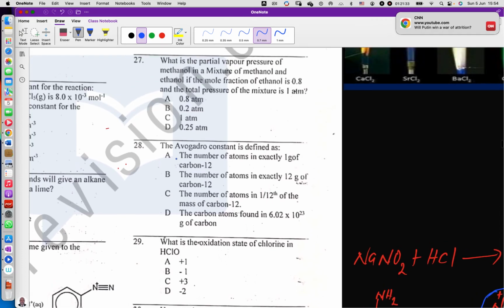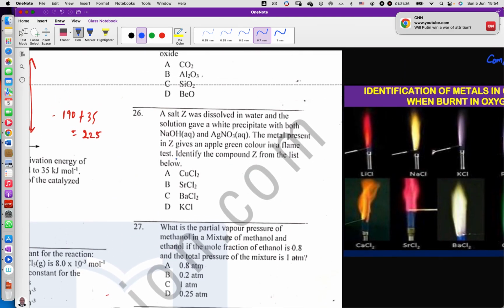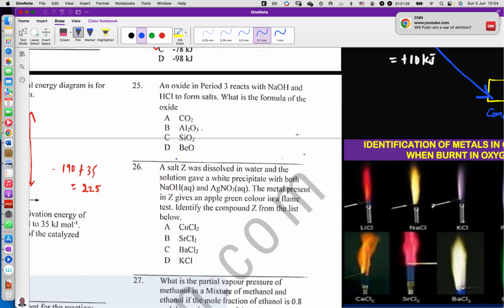Question number 25 has to do with some oxides of the periodic table. An oxide in period 3 reacts with sodium hydroxide and HCl to form a salt. What is the formula of the oxide? Any oxide that will react with an acid and also with a base, we call an amphoteric oxide. It is not carbon dioxide, not silicon dioxide, not beryllium oxide, it is aluminum oxide. So our answer is B.